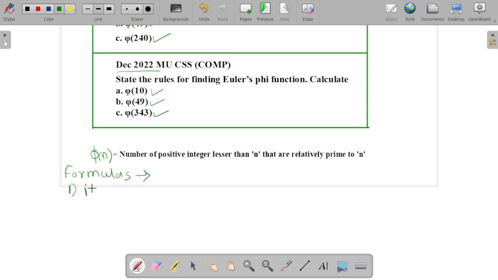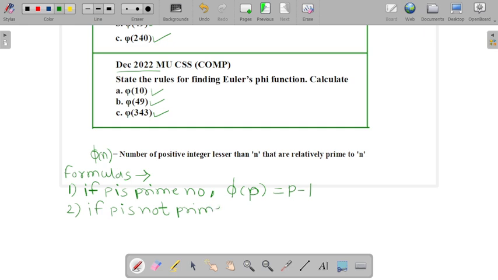First of all, you have to check if p is a prime number. If p is a prime number, then phi of p will be p minus 1. The second formula is if the number is not a prime number, then we can write it as m into n. So n can be split into two parts, m into n, and we can write phi of m into n as phi of m into phi of n.